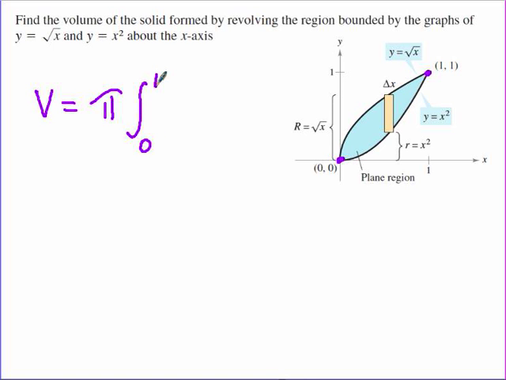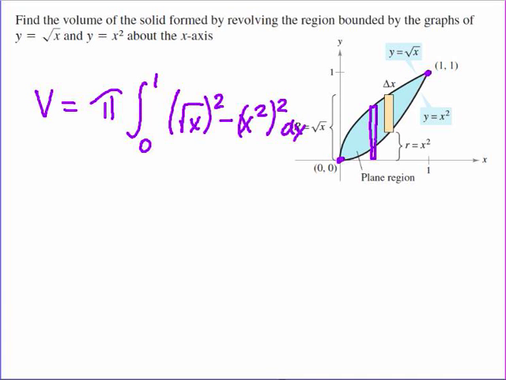0 to 1. So when you have to do this and it doesn't give you a figure, you need to graph, find where they intersect. Okay. Now in this case, I've got big R. So that's my big radius. So that would be this one right here. What one will that be? X, or root x. Root x quantity squared minus the little one, which is what? X squared. X squared quantity squared times dx.